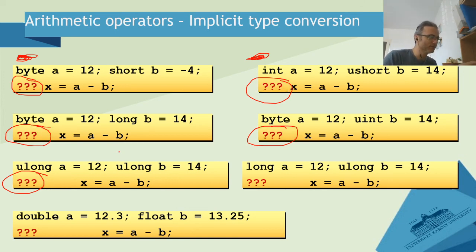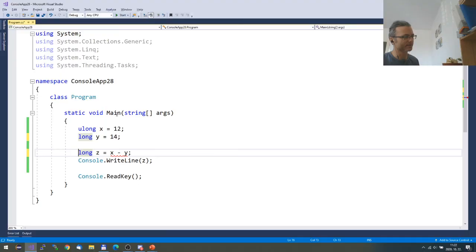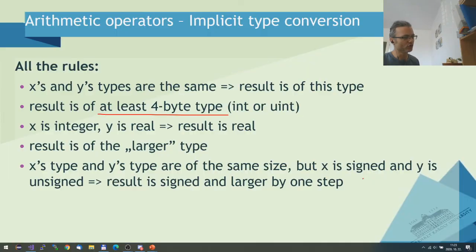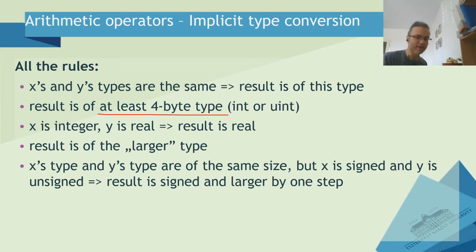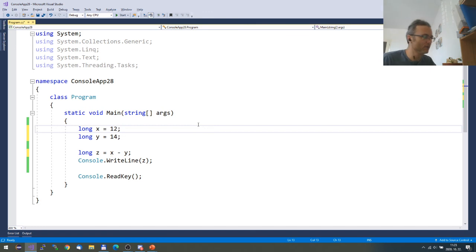Yeah, the last rule, the fifth rule, applies now. You have two operands of the same size. One of them is signed, the other one is unsigned. And the result should be of a larger type, and there is nothing larger than long as an integer type. Exactly. So here the C# compiler just doesn't know what to do. It doesn't have a larger type, and you cannot execute this. Of course, if you change the other ulong to long, everything will be perfect.